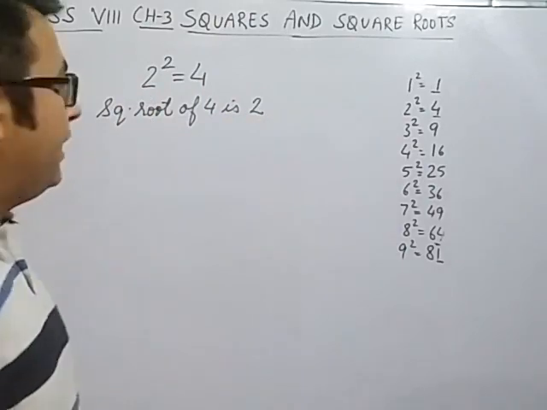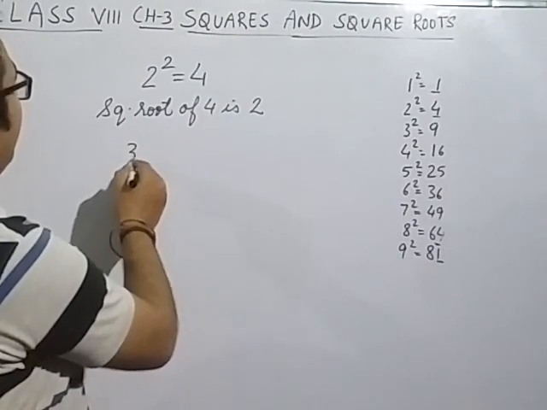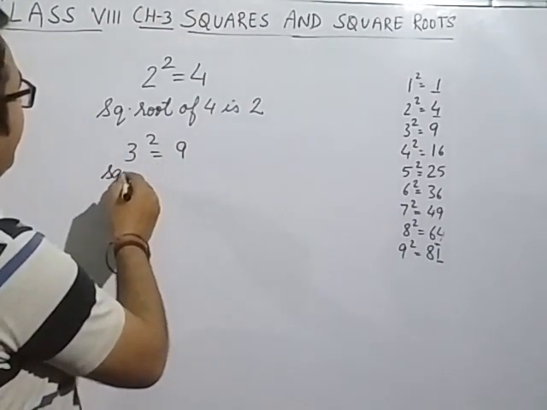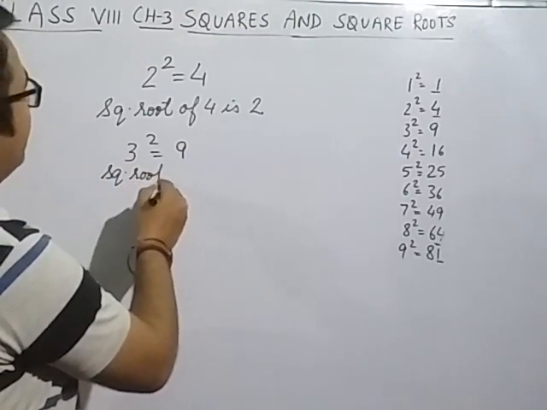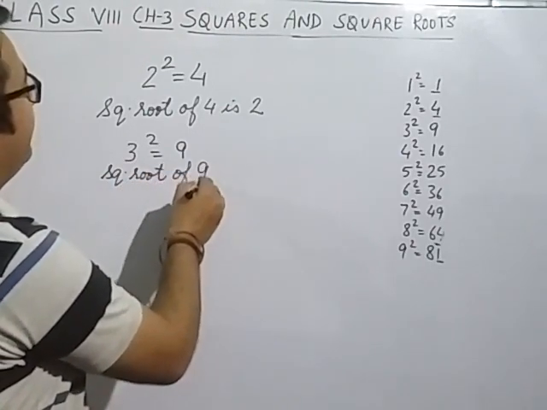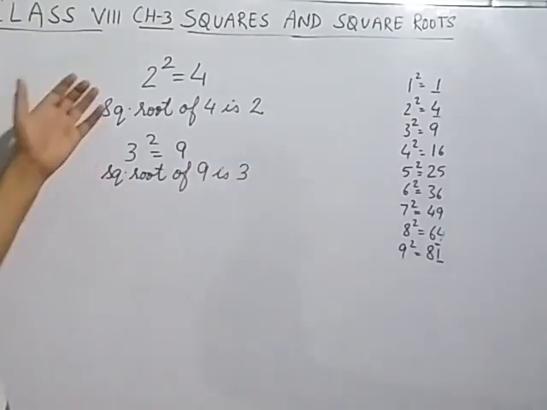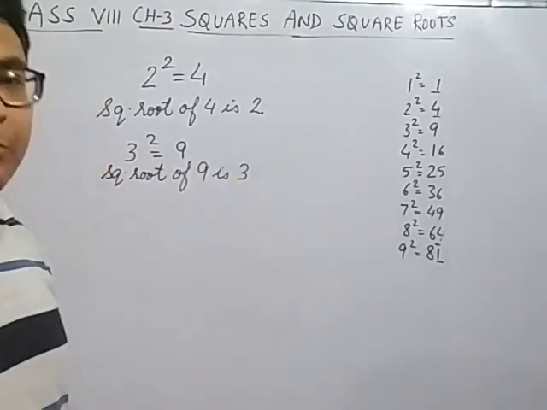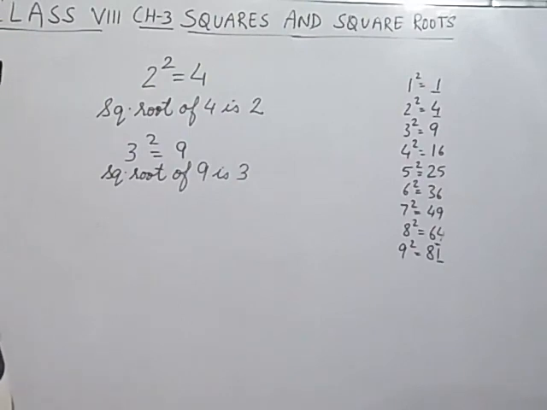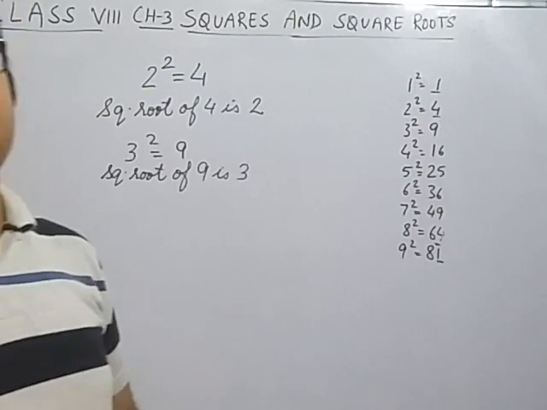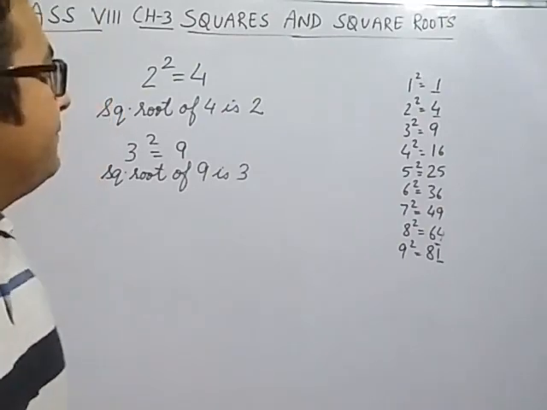Another example, if square of 3 is equal to 9, then square root of 9 is equal to 3. So both squares and square roots are opposite to each other. Now let us study about some properties of square roots.